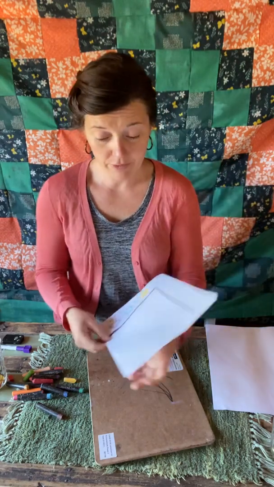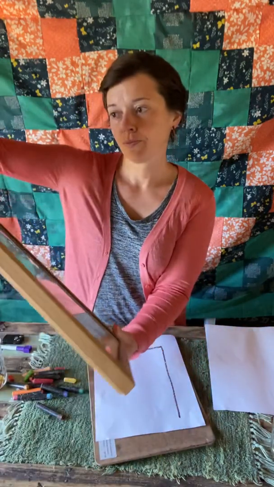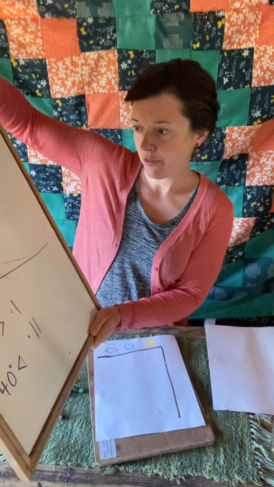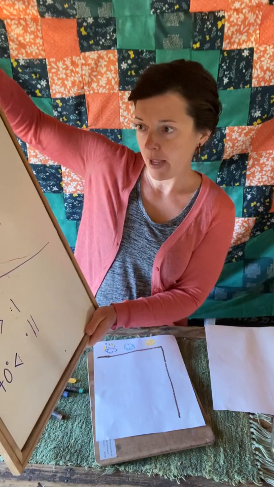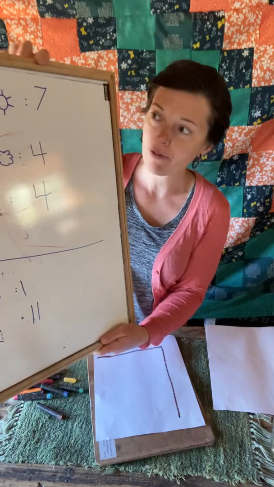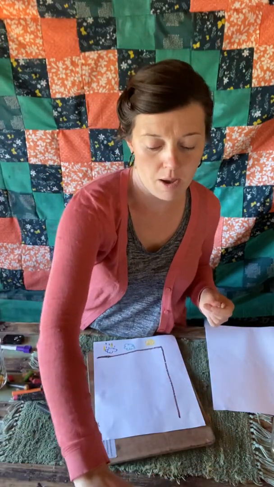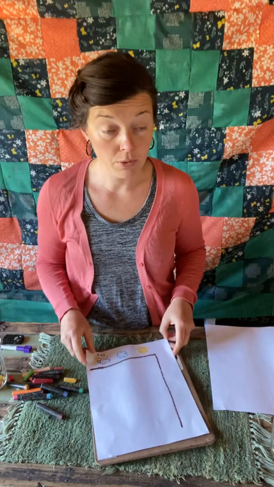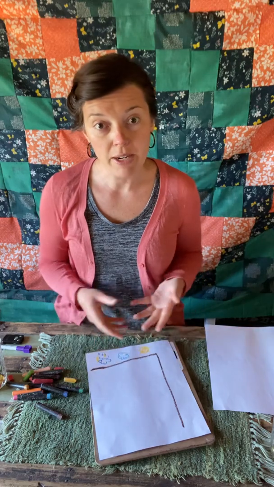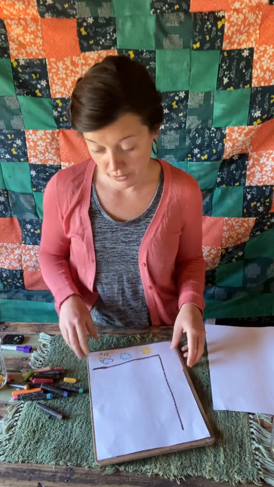If we look at our information, 7, 4, and 4. Let's make our bar graph go up to 15, because that's how many days we tracked the weather.